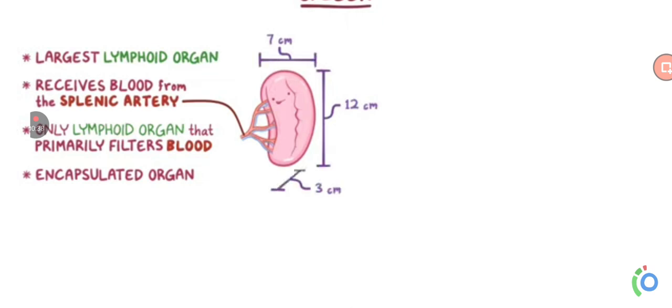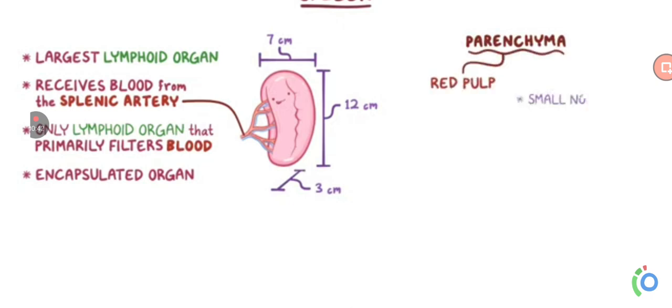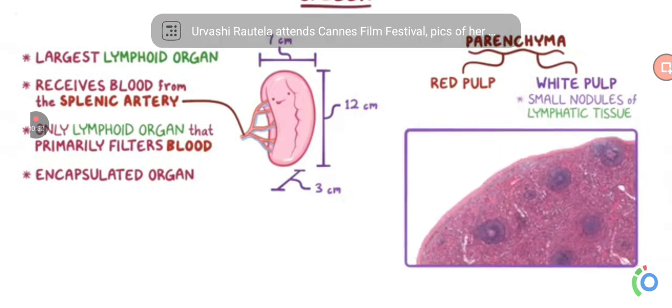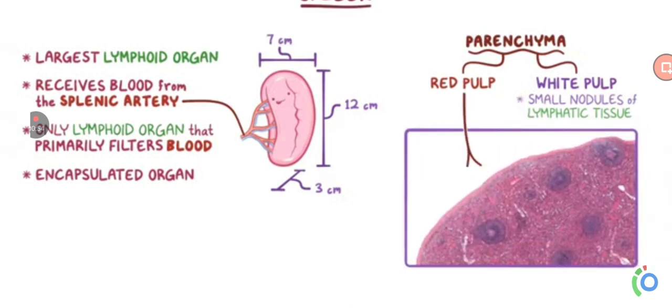The spleen's functional tissue, or parenchyma, consists of red pulp with small white nodules of lymphatic tissue scattered throughout, called the white pulp. Although, when looking at the spleen histologically after it's been stained with H&E, the red pulp is actually stained a combination of pink and purple, and the white pulp is stained dark purple because it contains a large number of basophilic nuclei.